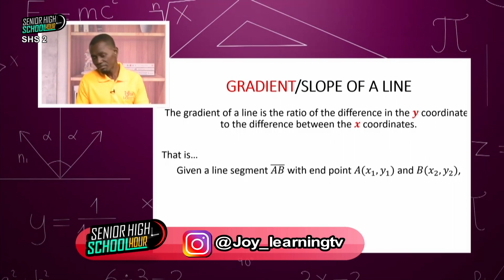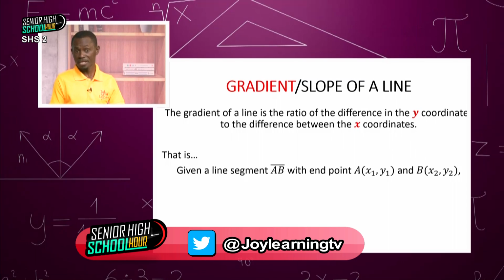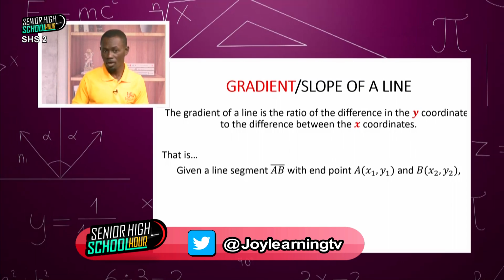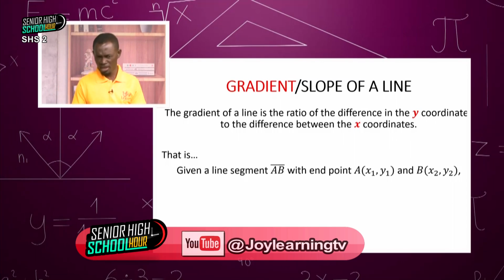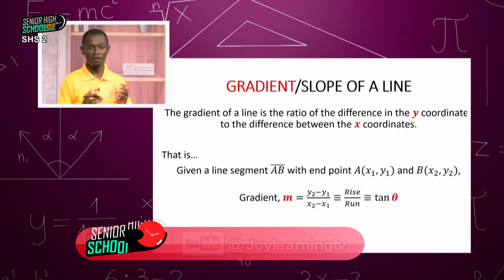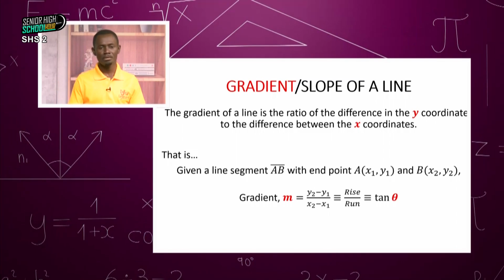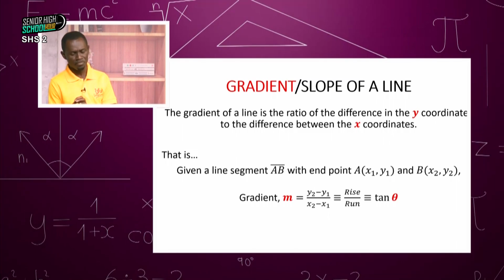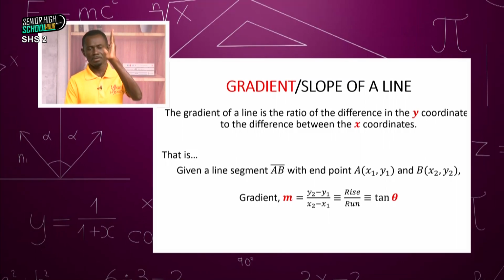a situation where our very popular line segment AB, endpoints x1, y1, x2, y2, A and B respectively. For this, our gradient, which we would call M, and it is our functional notation for gradient M, is given by y subscript 2 minus y subscript 1 divided by x subscript 2 minus x subscript 1. This is equivalent to saying your rise divided by your run. Rise on run.